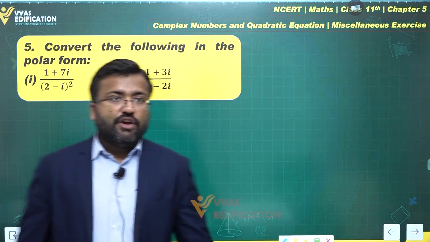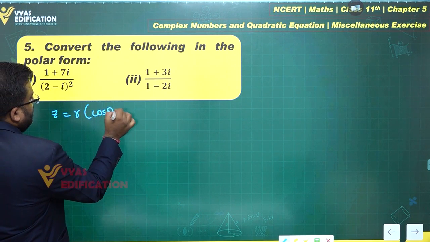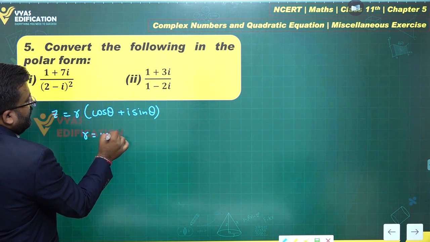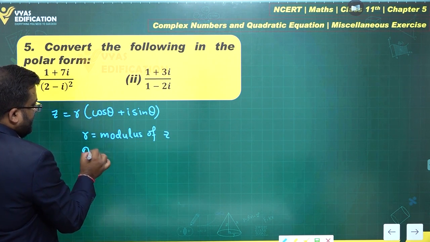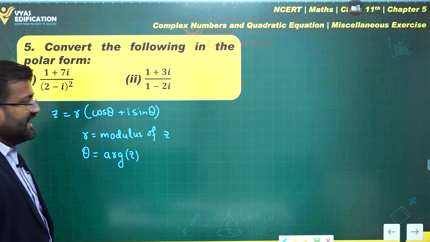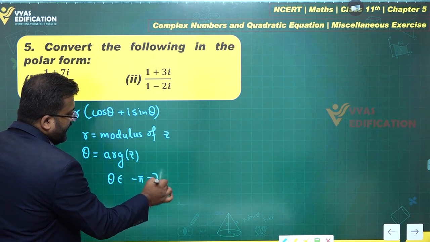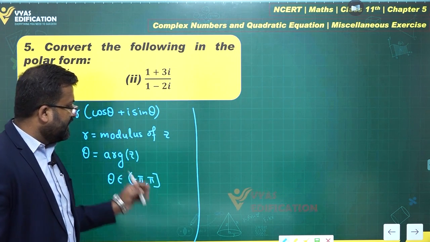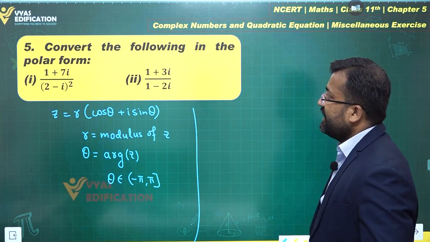You may recall, polar form of any complex number z is r(cos theta plus i sin theta), where r is actually the modulus of z and theta is actually the argument of z, represented as arg z, and theta belongs to the interval (minus pi, pi]. Principal value of the argument lies in this particular interval. That's what we are aware of, right? Now let's try to attempt the first part and the second part.